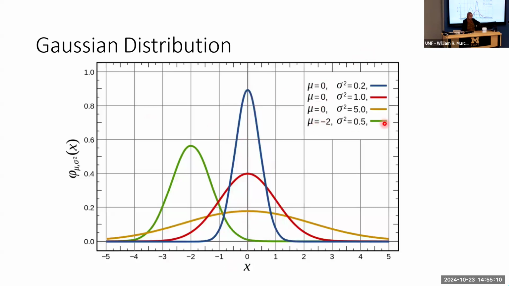For example, if you take the green plot, it's centered at -2, so the mu value is -2, okay? Is this clear for everyone online? Yeah, that makes sense, because these are the basics.